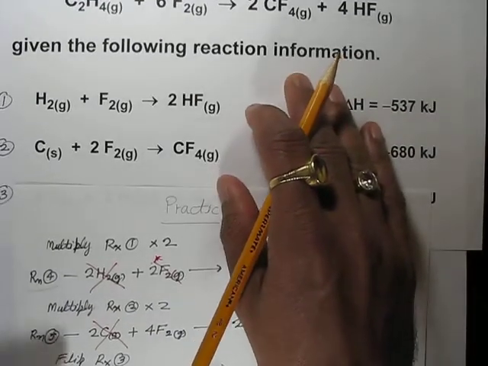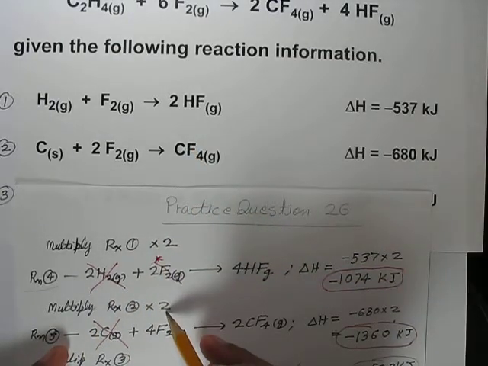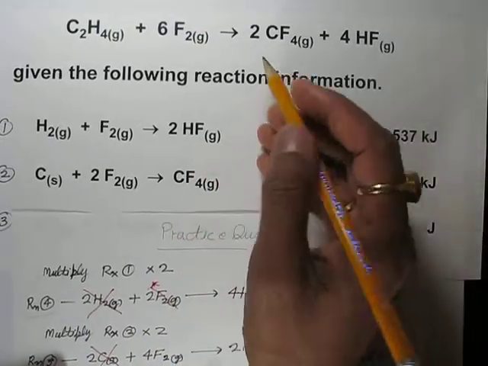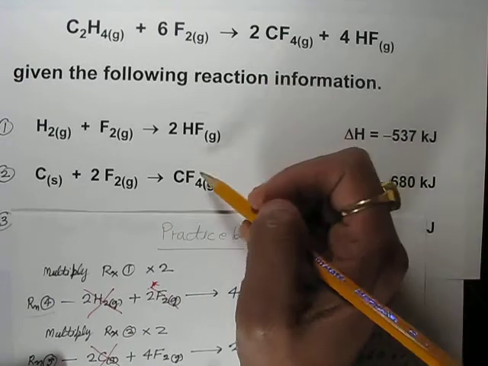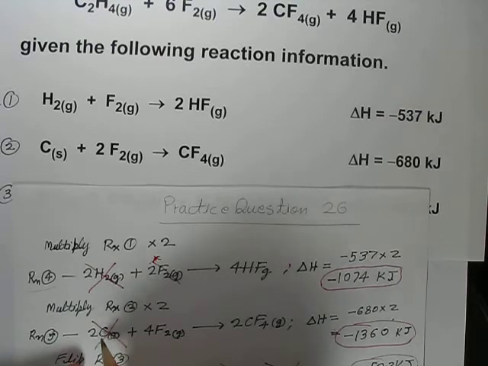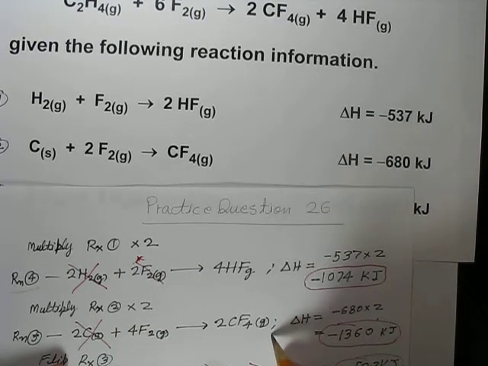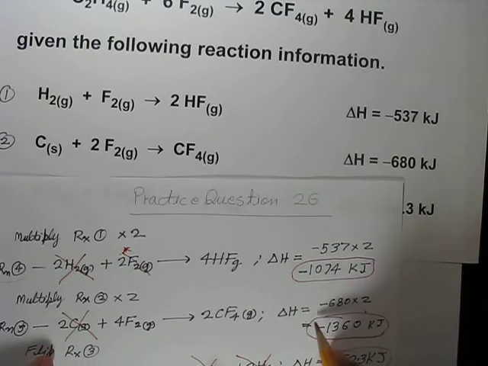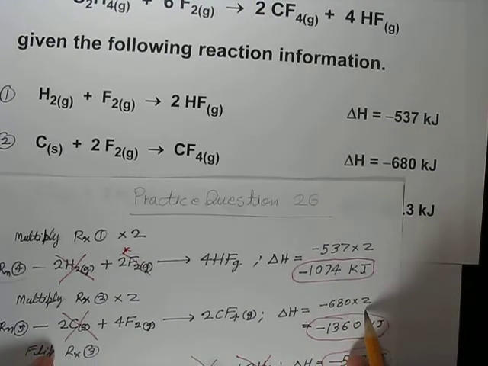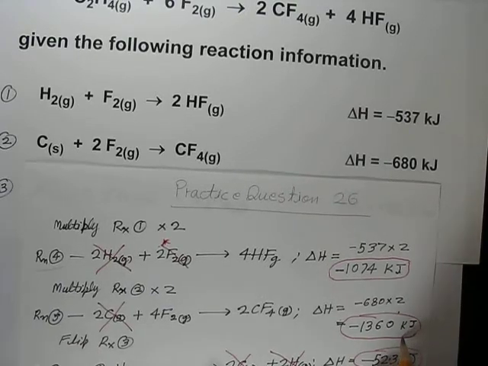Next is reaction number 2. We will multiply this as well by 2, because we need 2 moles of CF4 on the product side. So just multiply by 2, so this will become 2 carbon and 4 fluorine and then 2 CF4, and then we have to multiply the 680 kilojoule by 2, this will become 1360 kilojoule.